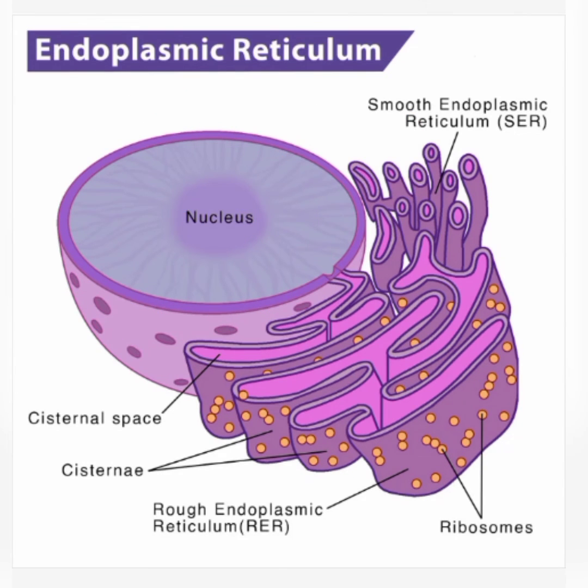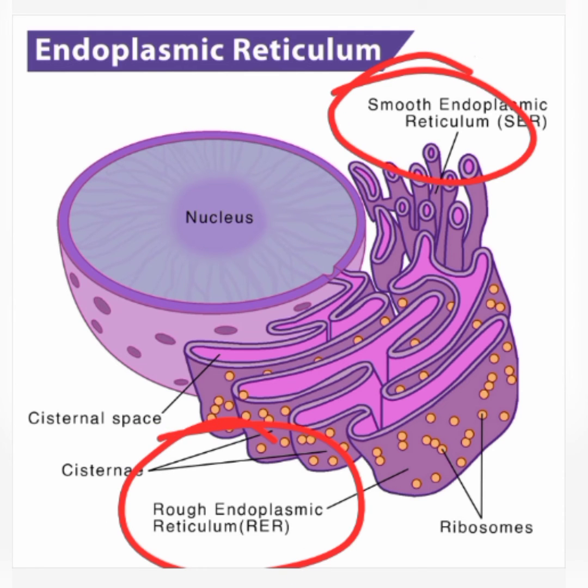Okay, now if we talk about the function of the endoplasmic reticulum altogether, of RER and SER both of them, the endoplasmic reticulum divides the cytoplasm into small compartments. Okay, it divides the cytoplasm into small compartments. It gives rigidity to the cell, therefore it acts as a skeletal or supporting framework of the cell.